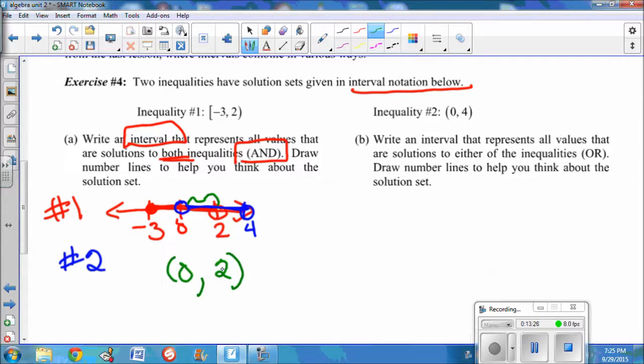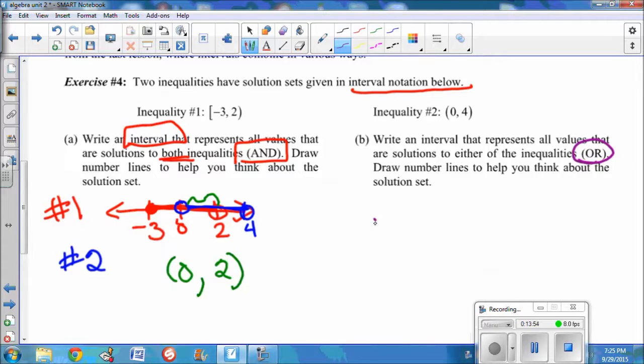Okay. So now, part B, let's do the same thing. See what it says. Write an interval that represents all values that are solutions to either of the inequalities. So an or situation. Now remember, this was an and, so it had to be true in both in order for it to be considered the solution. Again, draw your number line to help.